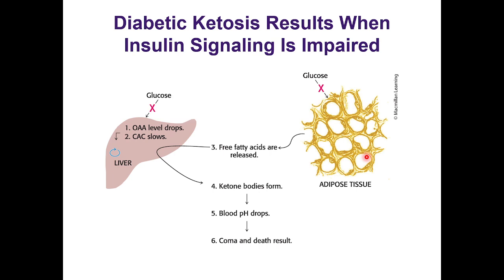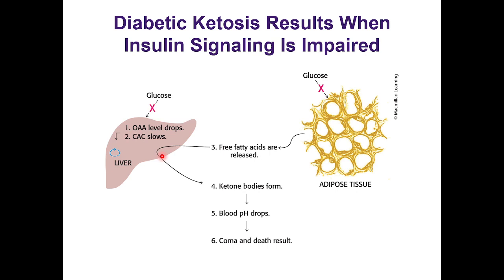So diabetic ketosis is going to result when insulin signaling is impaired. Here we have our adipose tissue. Again, no glucose coming in. Here we have our liver. Again, no glucose coming in. And so free fatty acids are going to be released. They're going to go to the liver. They're going to come back here.